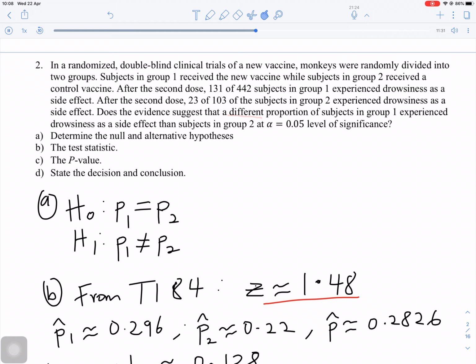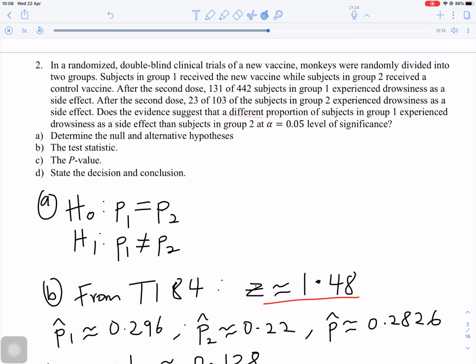All right. So when you look at this situation critically, you realize that we have two independent samples, where the sample size for the first group is 442, for the second group is 103. So this satisfies the kind of situation we are looking for in this very section. So the first question, we want to determine the null and alternative hypothesis. So the null hypothesis always is an equality, so P1 equals P2. So proportion in population 1 equals proportion in population 2.